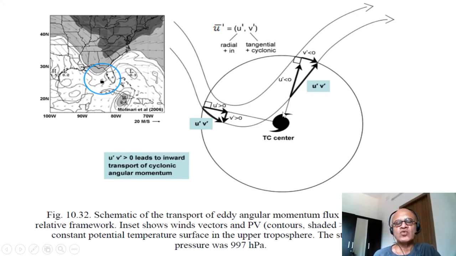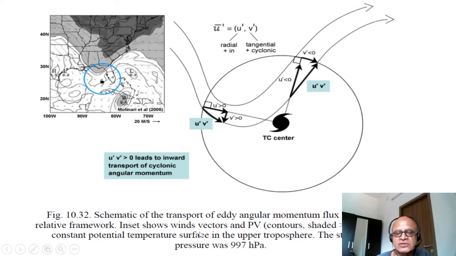But as the flow goes up and out, you have u′ becoming less than 0 and v′ becoming less than 0. So you still have their product greater than 0. Okay, both were positive here, both are negative here. So at the upper level, or out here, you are taking out anticyclonic angular momentum. So you can do the signs in the lower level and the upper level. So u′ bar radial in, tangential and cyclonic components being shown here. So the transport of eddy angular momentum flux in a cyclone relative framework.